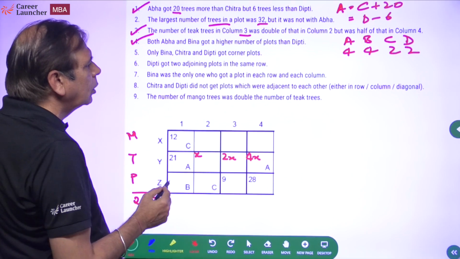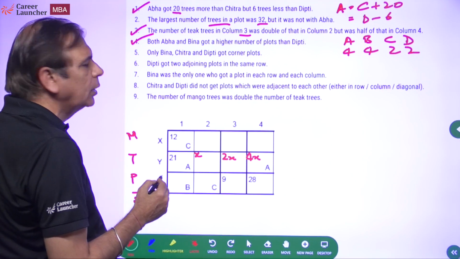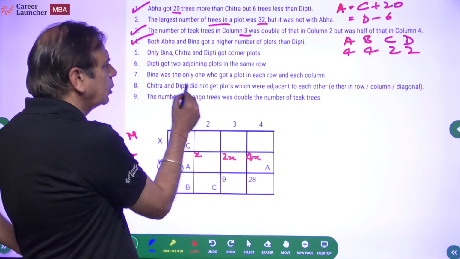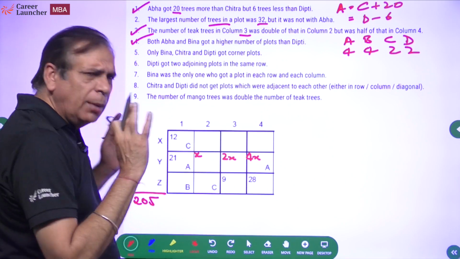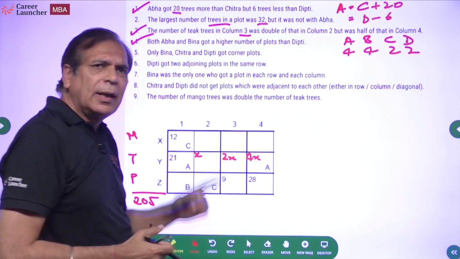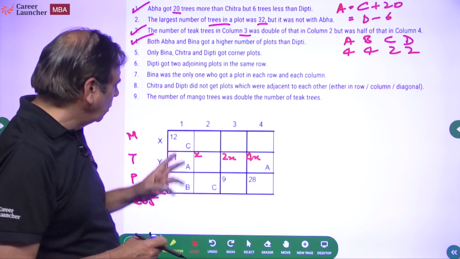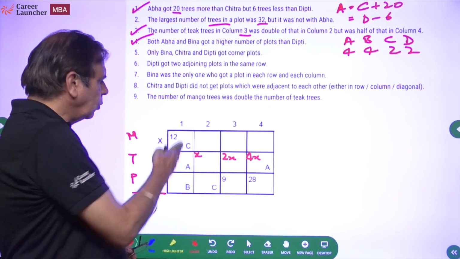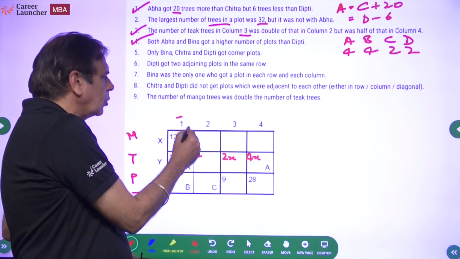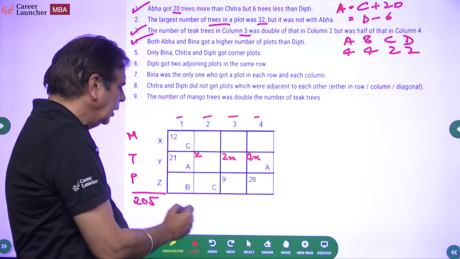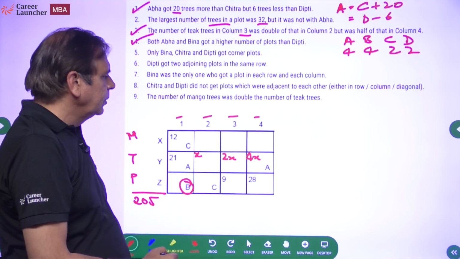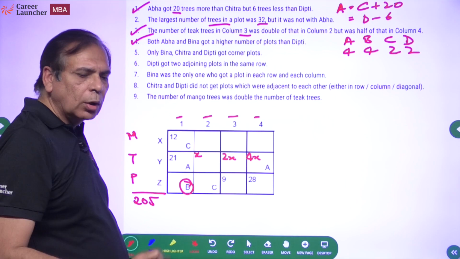Veena was the only one who got a plot in each row and each column. So how many plots has she got? She's got 4. So can I say 1 plot in each column? Only then it will happen. So 1 plot in this column, second in this one, third in this one. She already has a plot out here, so obviously she cannot get a plot in column 1 at all.